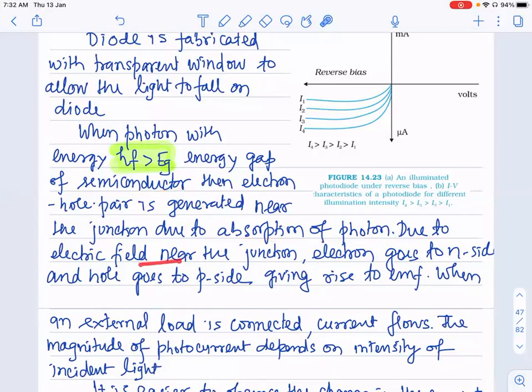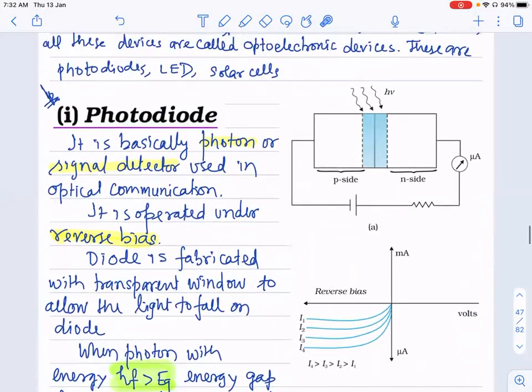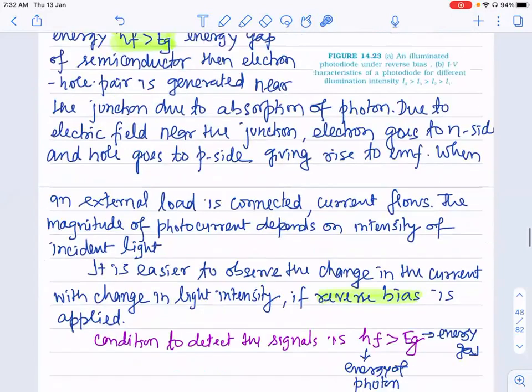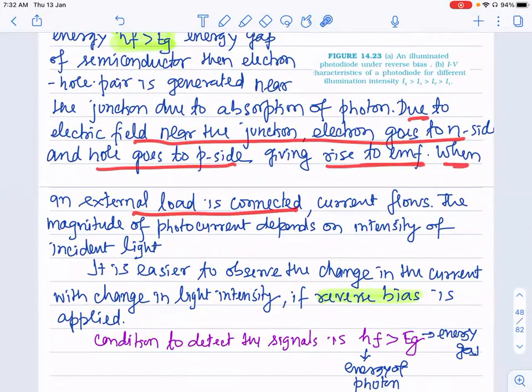Due to the electric field near the junction, which is present here, it will push the holes this side and electrons this side. Electrons go to the N side, holes go to the P side, giving rise to the EMF. Voltage will increase, so current will increase. When an external load is connected, current flows.